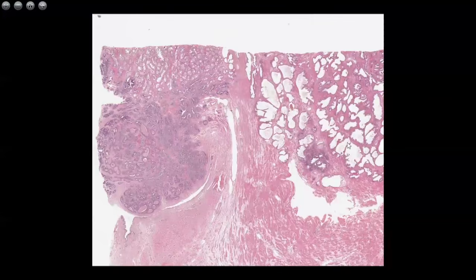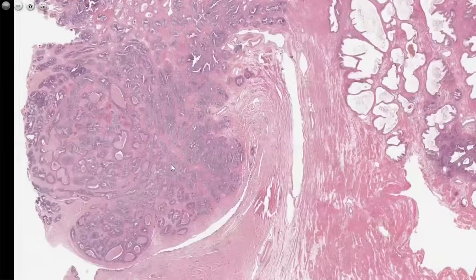Now you look at low power, this is a nodular lesion. Whatever it is, it is a well circumscribed nodular lesion. By now we understand how important nodularity is when we are discussing prostate. The presence of lobular architecture and nodularity is present here, right?